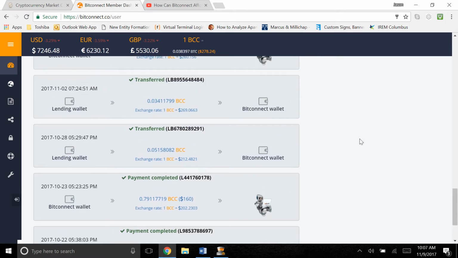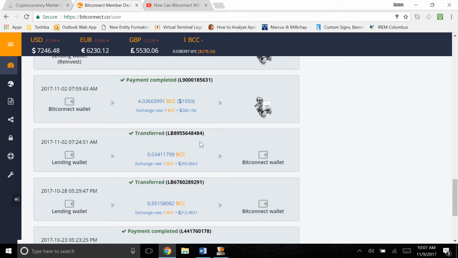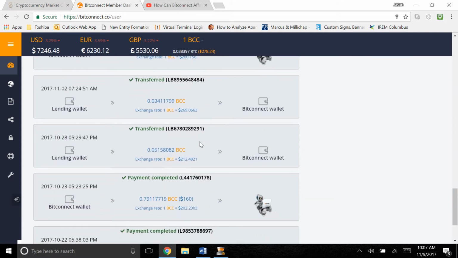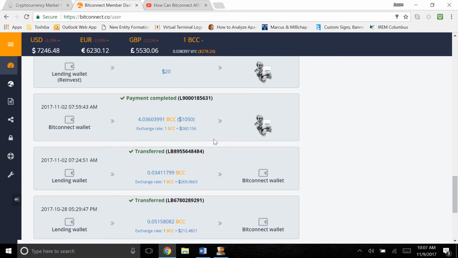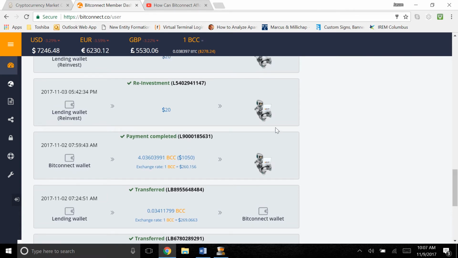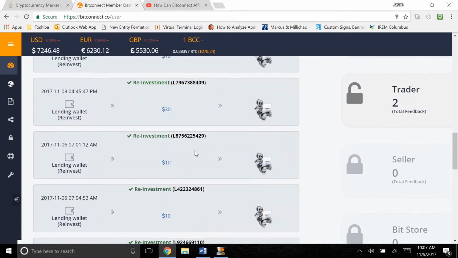Okay, and let me see. And then this shows where I transferred it from Bitcoin into BitConnect, and then whatever. All right, so then this shows on the 2nd of November, I transferred $1,050. I moved some money out of another investment fund that I had and put it into this account. Okay. And then these show my reinvestments from the profits that I made.